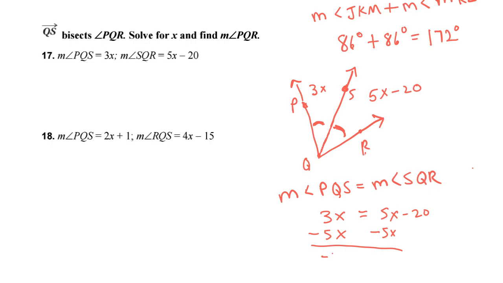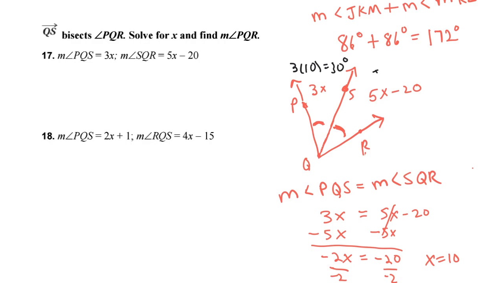3x minus 5x gives you negative 2x. This is gone. So you're left with negative 20. Divide by negative 2. So the value of x is equal to 10. Now, if you want to find the measurement of angle PQR, we're going to have to find the measurement of one of the angles and then possibly double it, or you can just simply substitute. So in this case, you have 3 times 10 gives you 30 degrees. So obviously the other one has to be 30 degrees.